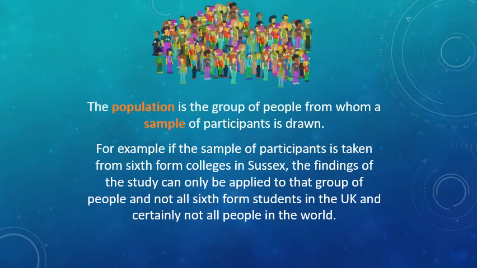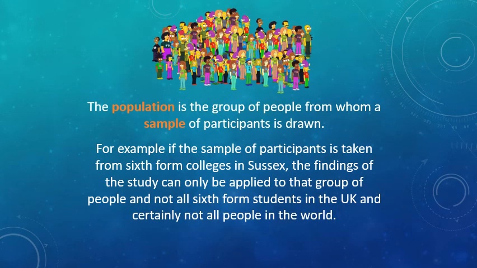We also then have something called a population. Now the population is the group of people that we are interested in, that we are talking about, that we are studying in the broad sense. The sample is the group of people that we actually talk to or watch or work with. So the population is the group that we're interested in, and we draw a sample from that population.